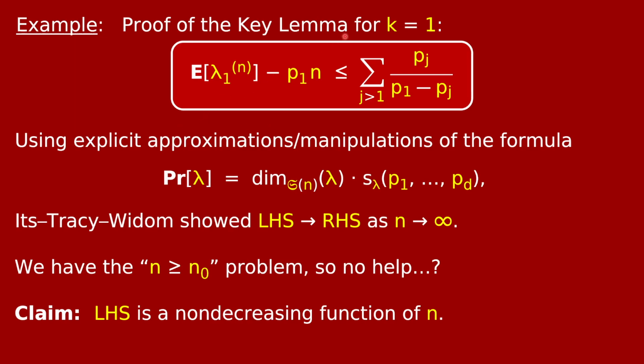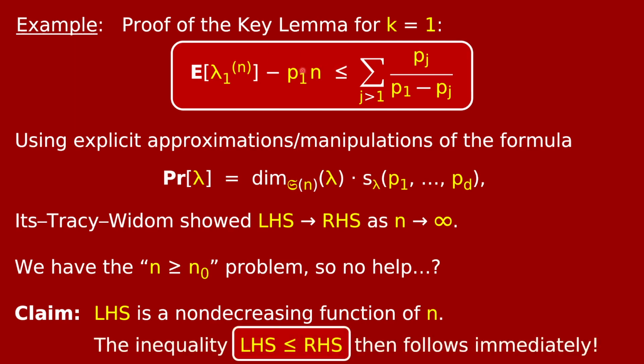And actually, once you know this combinatorial statement, you get the key lemma immediately, because Tracy and Widom show that the limit of this function of n is this number on the right-hand side. So if the limit of this function of n is this number on the right-hand side, and moreover this function is non-decreasing, then it simply has to increase to its limit everywhere, and therefore it's at most the right-hand side for every value of n. So we can actually borrow the Tracy-Widom result, and now it remains to show this claim about the non-decreasing nature of the left-hand side.